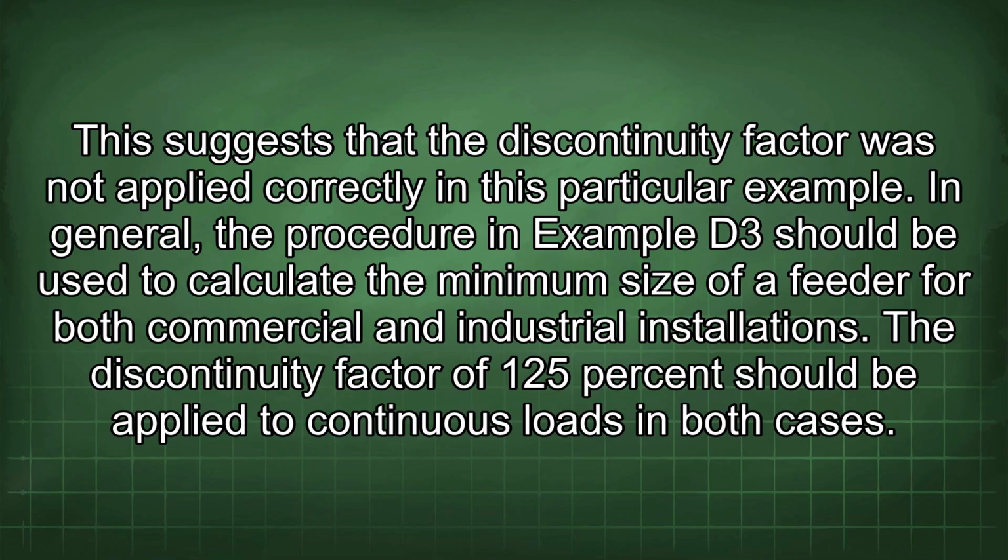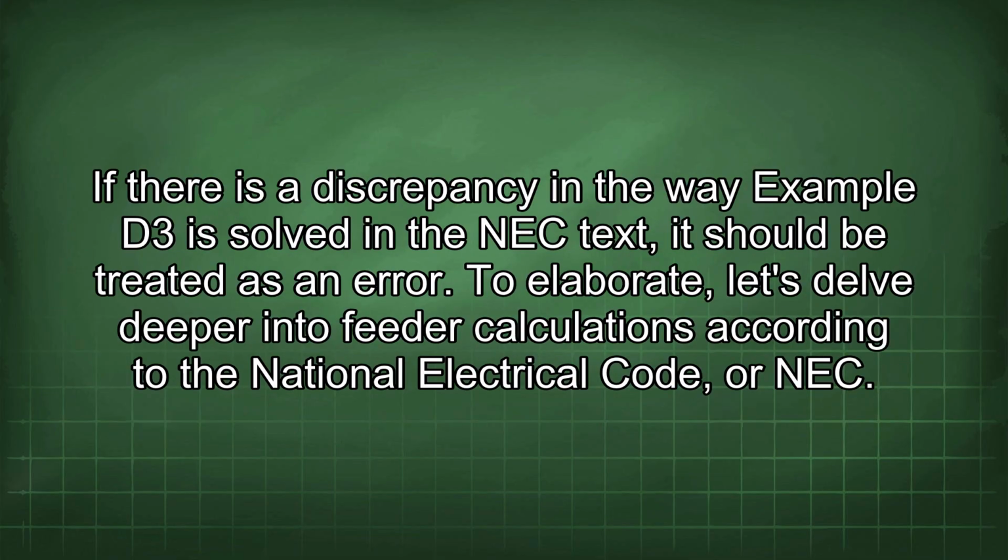In general, the procedure in example D3 should be used to calculate the minimum size of a feeder for both commercial and industrial installations. The discontinuity factor of 125% should be applied to continuous loads in both cases. If there is a discrepancy in the way example D3 is solved in the NEC text, it should be treated as an error. To elaborate, let's delve deeper into feeder calculations according to the National Electrical Code, or NEC.